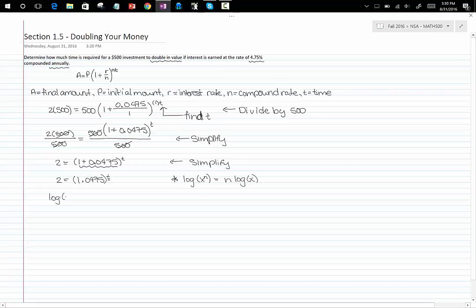You have the log of 2 is equal to the log of 1.0475 to the t, and that gives us the log of 2 is equal to t times the log of 1.0475. And now we want to divide both sides by the log of 1.0475 to get t isolated all by itself on the right-hand side of the equation.